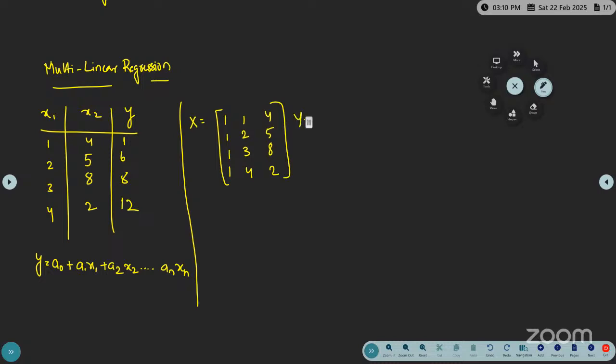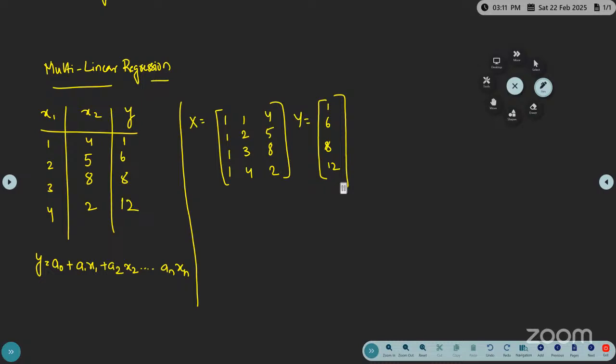And these are the y values. So we'll put all the y values here, which is 1, 6, 8, and 12. Okay. So here, in order to calculate A, earlier we tried to calculate the mx plus c format, where m is the slope. So now we are having multiple values of A's, multiple slopes here.